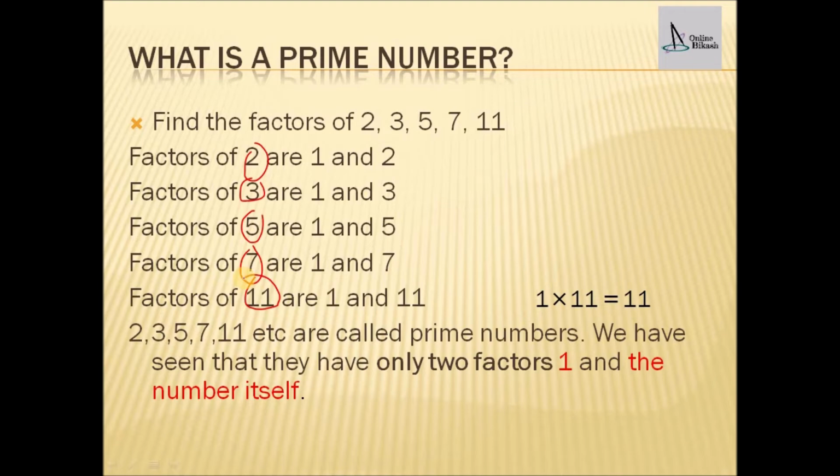You cannot find any other factor of 11. You cannot find any other factor of 7 except 1 and 7. Okay, if a number has more than 2 factors, then it is not a prime. Prime numbers have only 2 factors, 1 and the number itself.